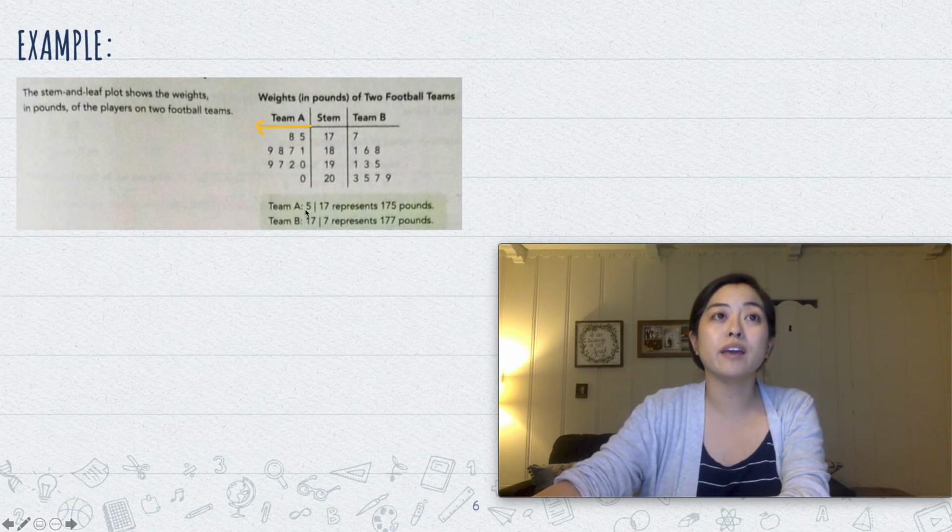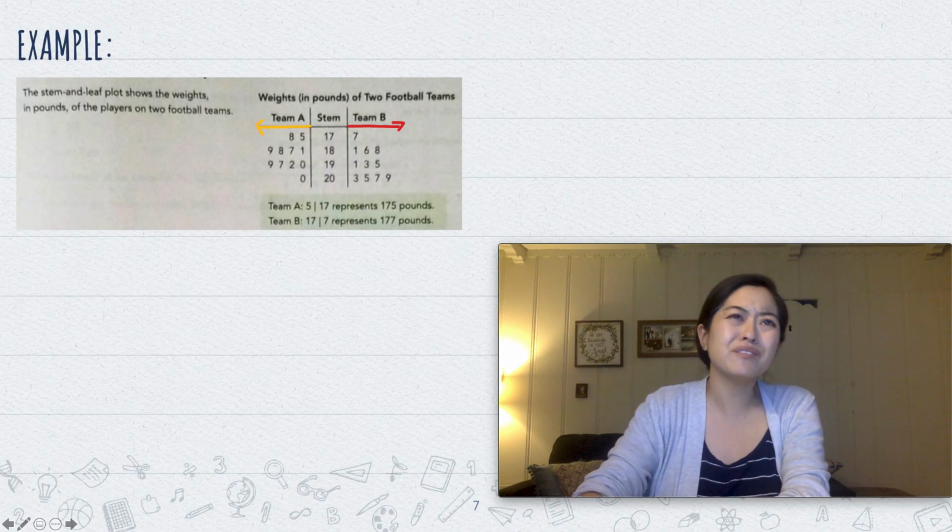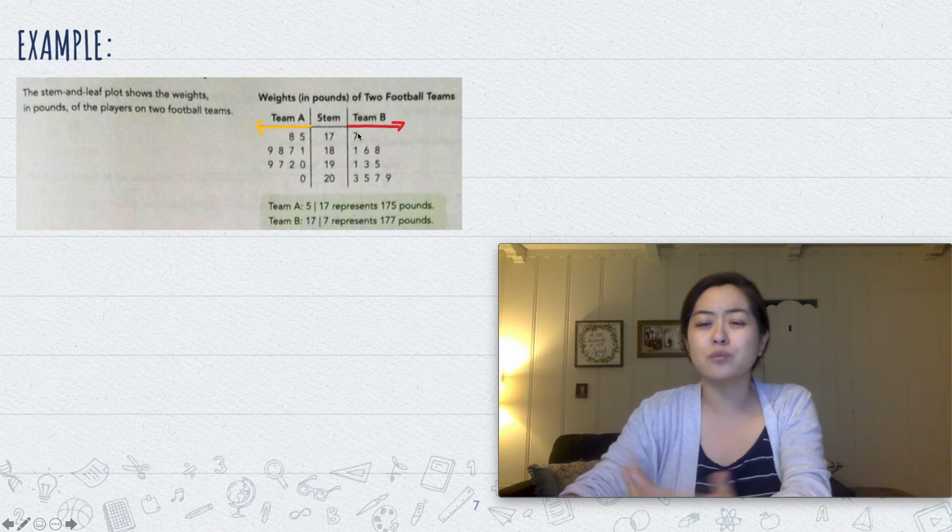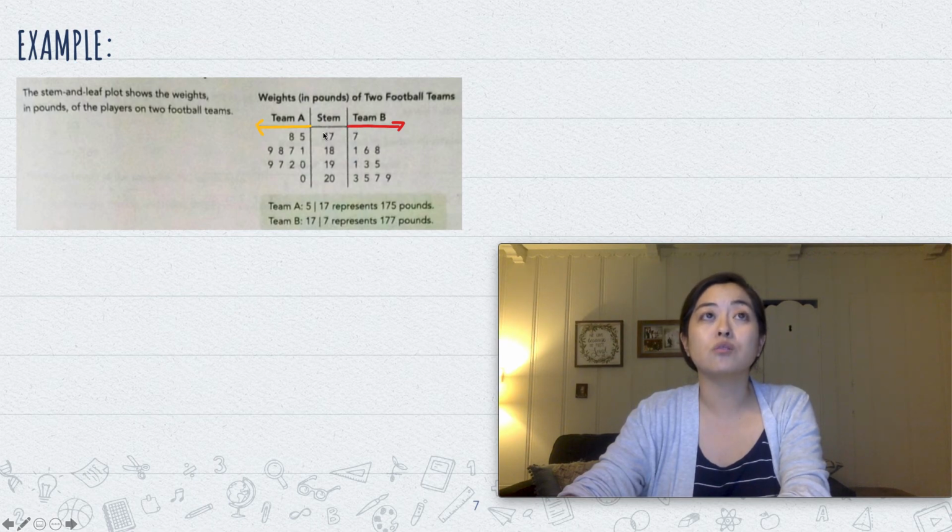For team A, the key says 5 line 17 represents 175 pounds. Now, what about team B's values? Well, we read it like we did with the other stem and leaf values. We just read it from left to right. So here, the key tells us 17 line 7 represents 177 pounds.